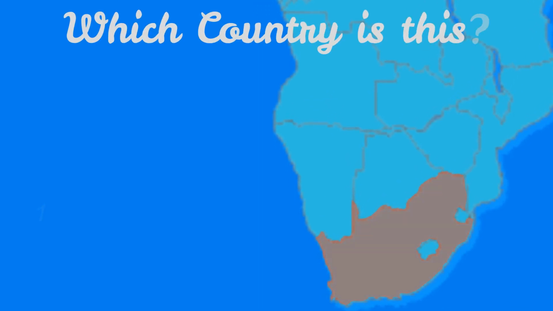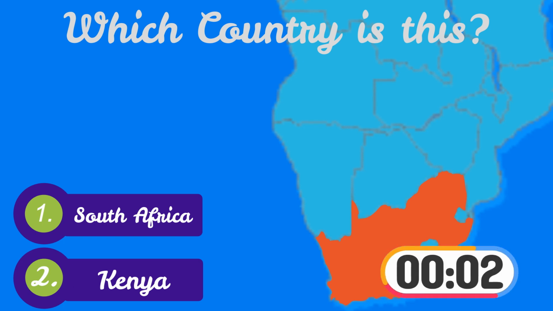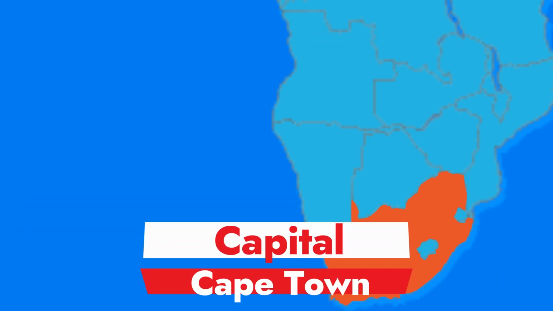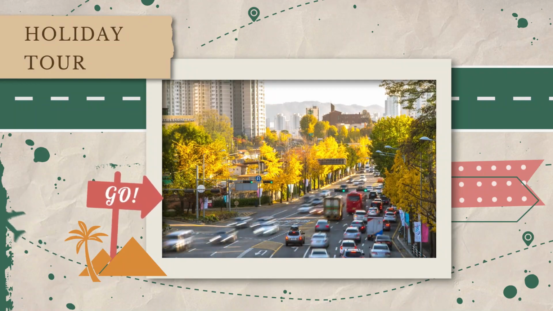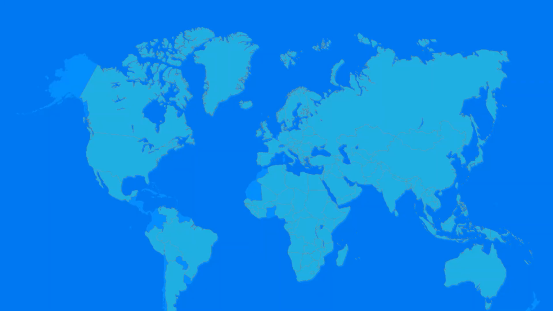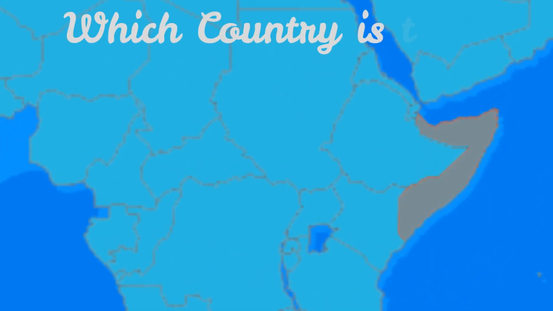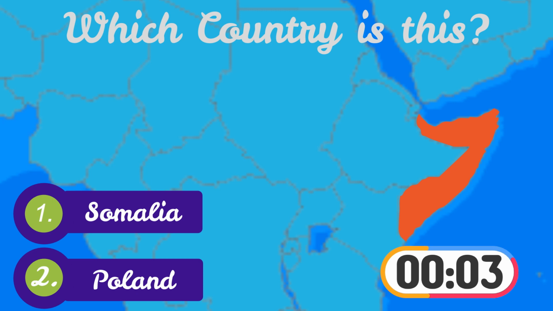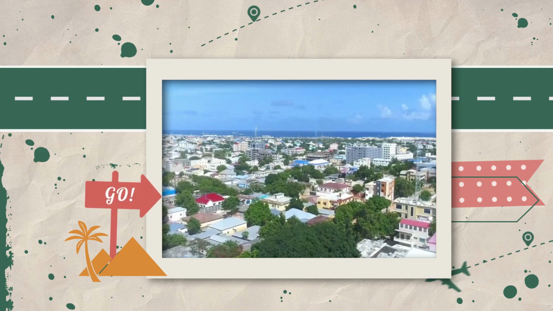Which country is this? South Africa or Kenya? This is South Africa. Cape Town is the capital of South Africa. Which country is this? Somalia or Poland? This is Somalia. Mogadishu is the capital of Somalia.